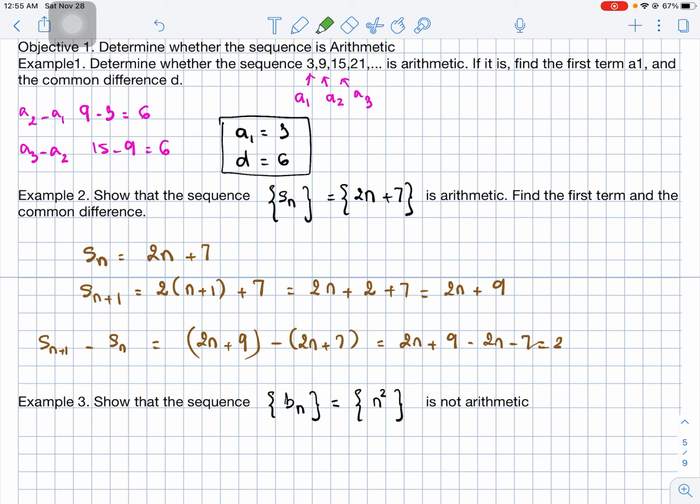This is telling us that after we subtract the two terms next to each other in the sequence S, we got a number. There is no variable. So that number means that is the difference. So answer this question, the difference is 2. And to find the first term, we just go ahead and plug in n equal to 1. Then S1 is 2 times 1 plus 7. So S1 is 9.